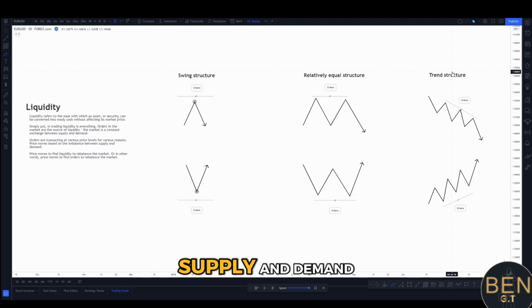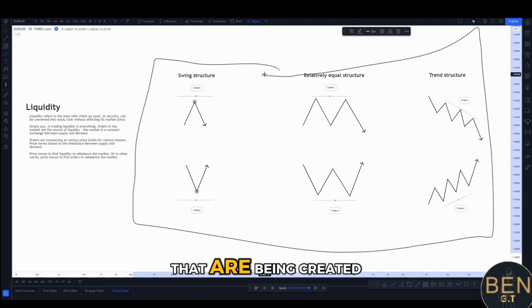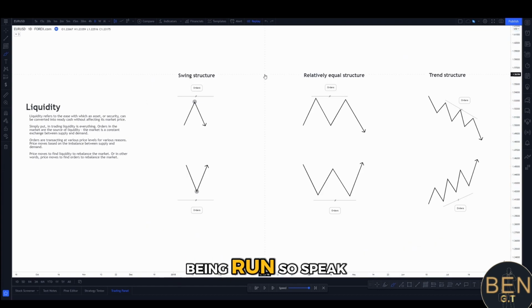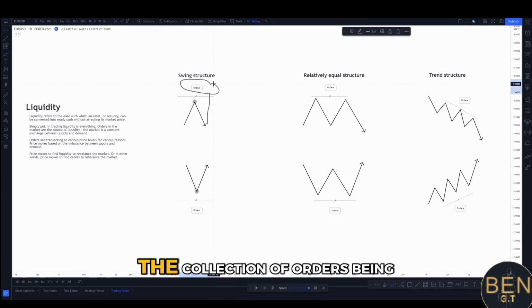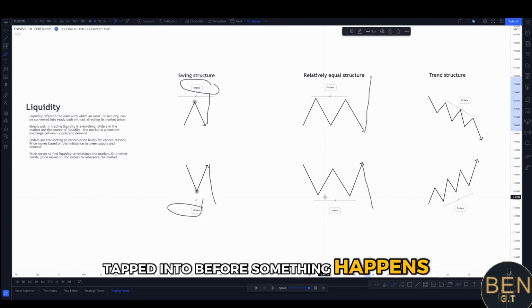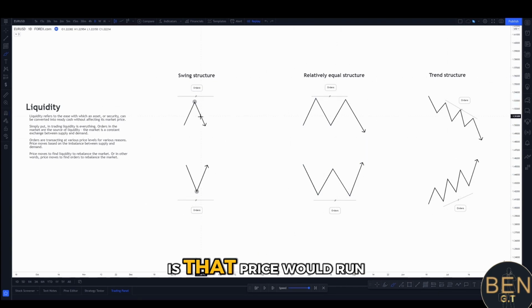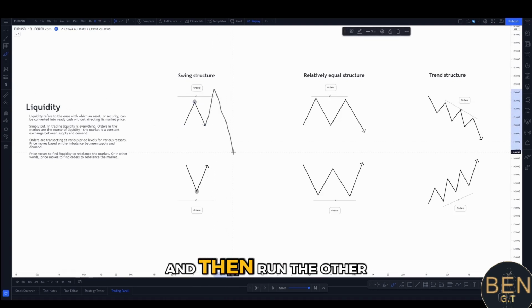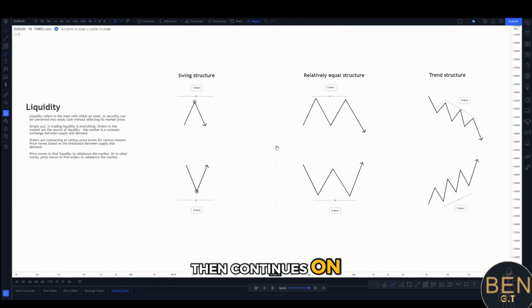We're looking for imbalances in supply and demand to trade the supply and demand zones, but we need to understand liquidity and the areas of liquidity that are being created, being run, so to speak. And again, when I use the term being run, that really just showcases the collection of orders being tapped into before something happens. And what we might see is that price would run liquidity and then run the other way, or what we might see is price creates liquidity and then continues on. And we can use liquidity for a basis of building trade ideas, or use liquidity as targets as well.